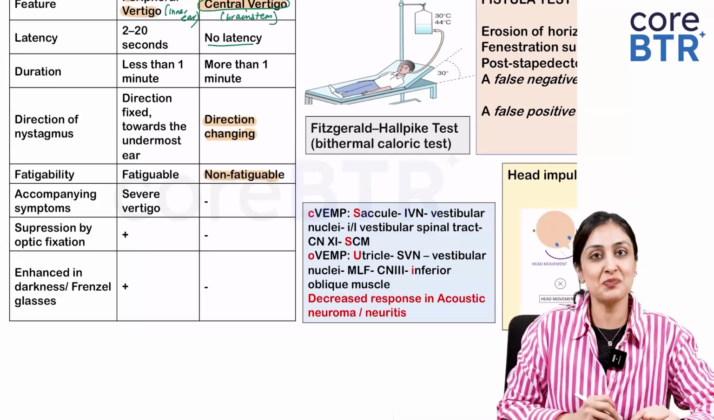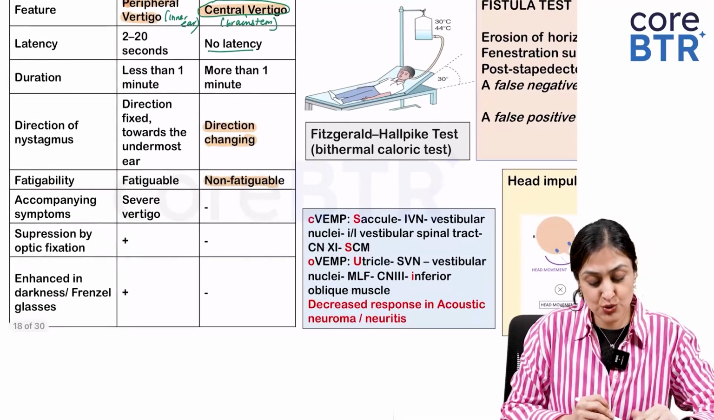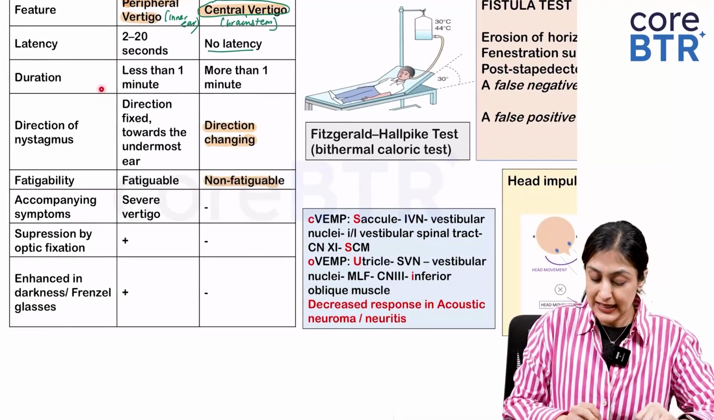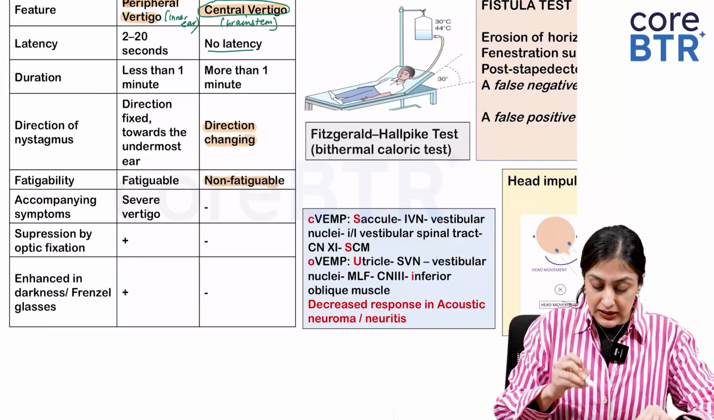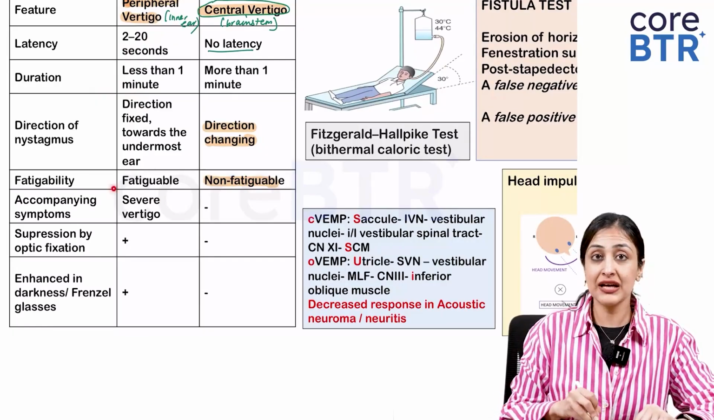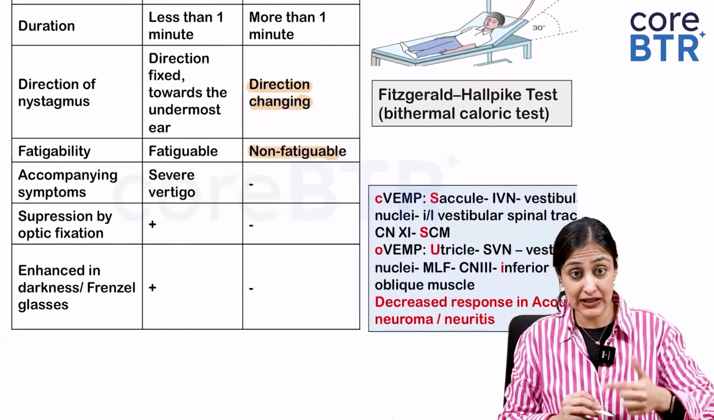Anything else is peripheral. So what is peripheral? There is a latency of 2 to 20 seconds. Lasts for less than 1 minute. Direction is fixed, it is fatigable, and there can be vertigo as well, right?